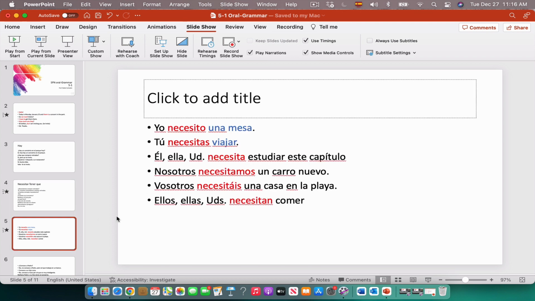Well, in this case you have here, yo necesito una mesa. It means I need a table. Tú necesitas viajar. You need to travel.